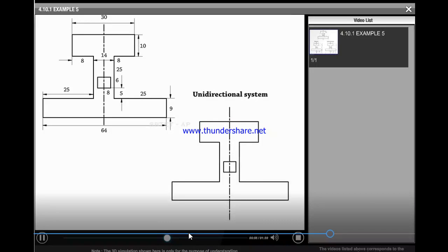In this, the dimensions are to be represented as per the unidirectional system. In this system, all the dimensions, whether vertical, horizontal, or inclined, would be represented with vertical stroke letters.